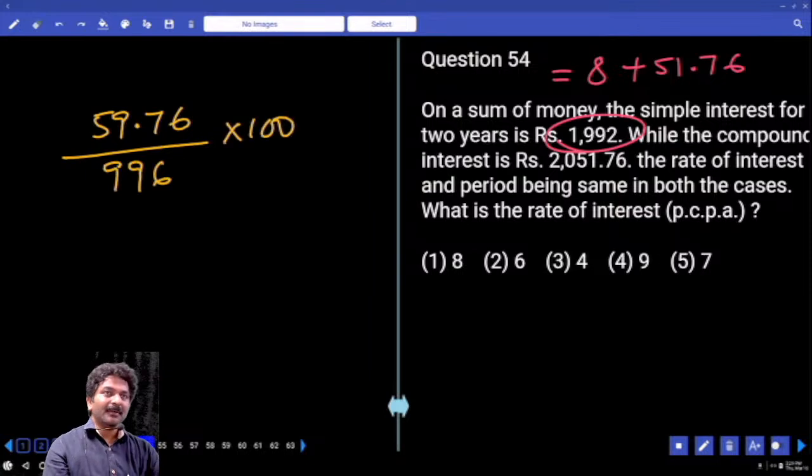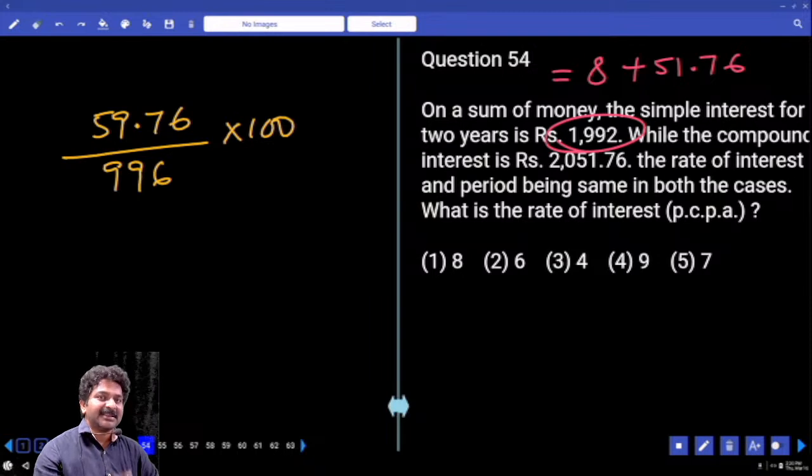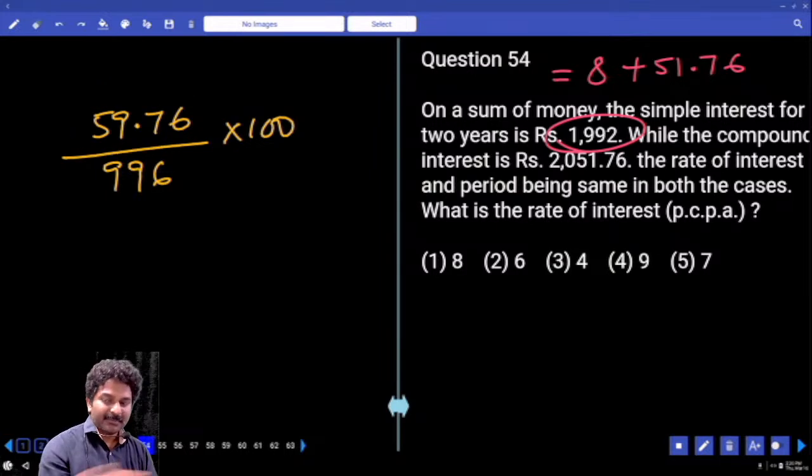With respect to the denominator, what is 1%? 9.96. Treat it as approximately 10. Numerator, approximate number 60. You know 1% is approximately 10. When you have 60, that is approximately 6%, second option answer.